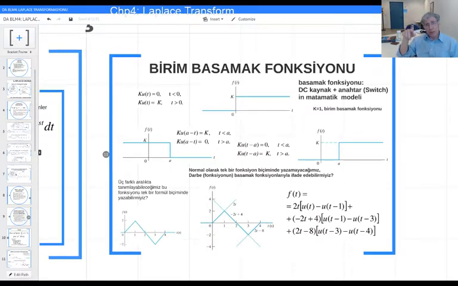Most probably you have seen that in a differential equations course in order to solve differential equations. Now in here, we are dealing with special functions that we see in circuit theory. So we will be concentrating on these special functions and their Laplace transform in this chapter in more detail.